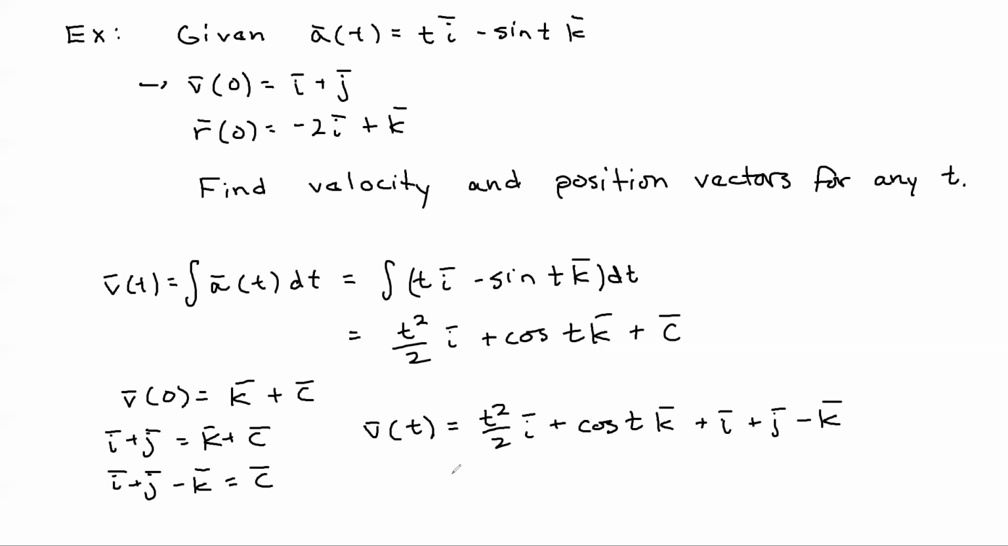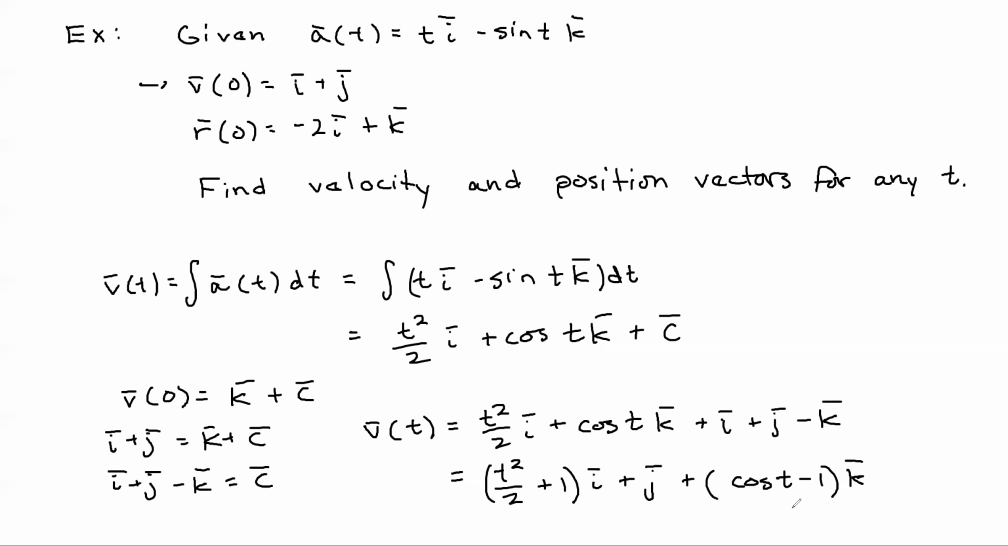At this point, the way that you want to handle it is to combine the different components. We've got t squared over 2 i, and we've got 1i, so we can just combine those: t squared over 2 plus 1 i, plus j, plus cosine t minus 1 k.